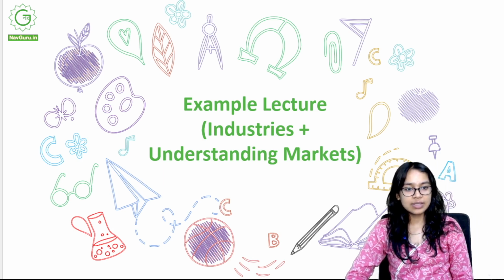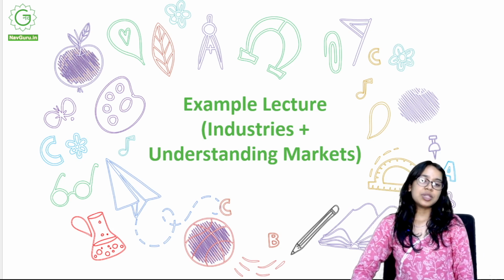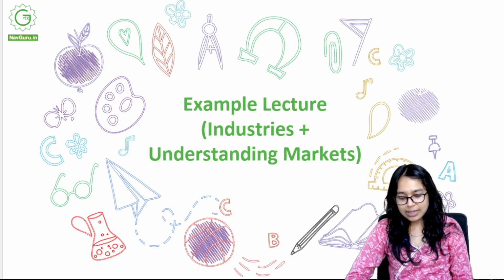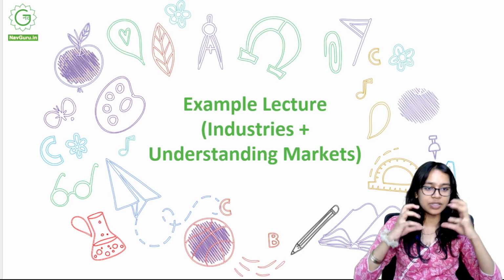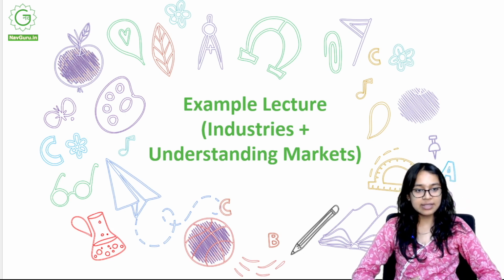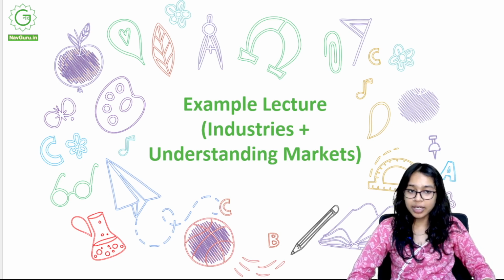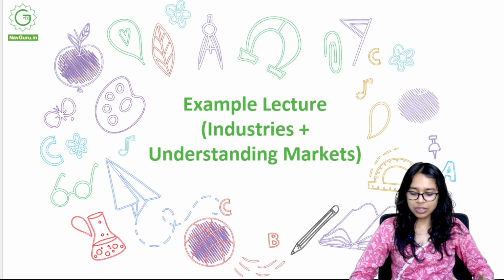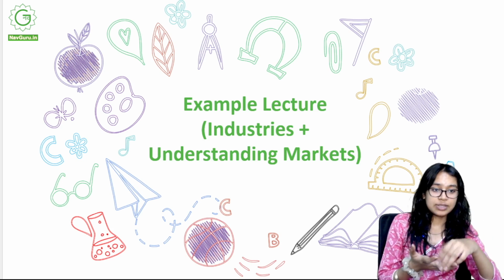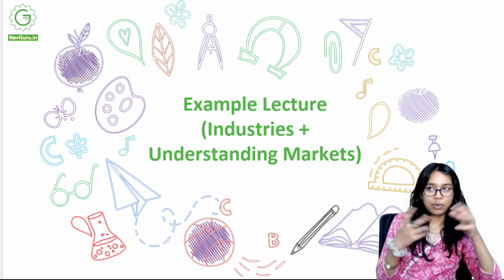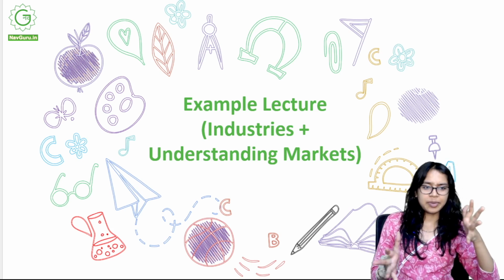Anyways, today we shall be going ahead with the example lecture of industries and understanding markets. So, these were the two topics that we covered. What are industries? Industries are basically those units where the raw materials are processed and either converted into finished goods which are sold in the market, or converted into materials which are required to go into another industry for them to be converted into finished goods. So on basic terms, that is what we understand by industries.